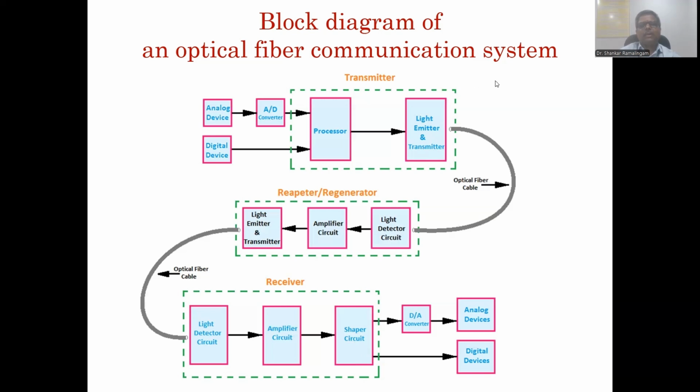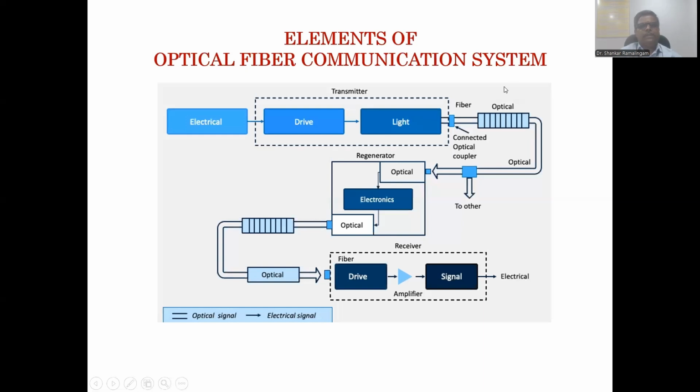So this is how our communication happens in the optical fiber communication system with the help of our optical fiber cable between our transmitter and receiver, or between transmitter, repeater or regenerator and receiver. Okay. So this is how our communication happens in optical fiber communication system. Now let us move on to the next slide, where we will be seeing the elements of the optical fiber communication system. In this slide, we will see various elements of the optical fiber communication system.